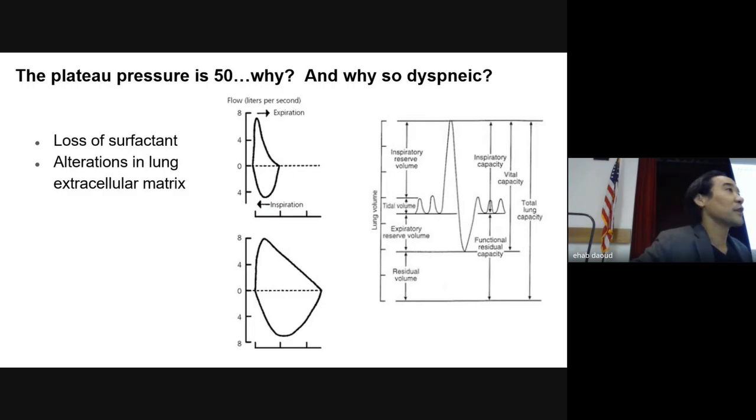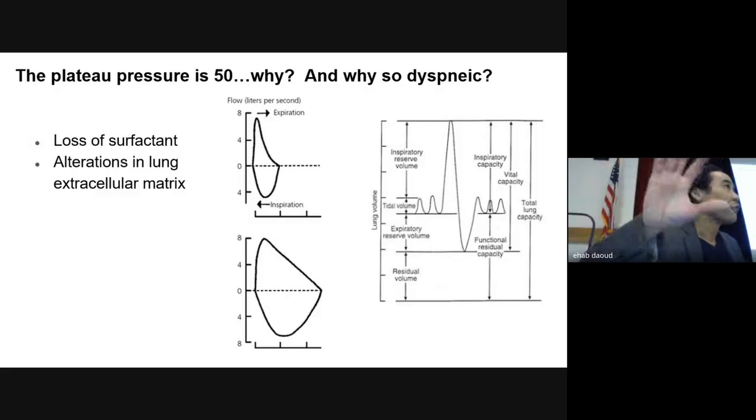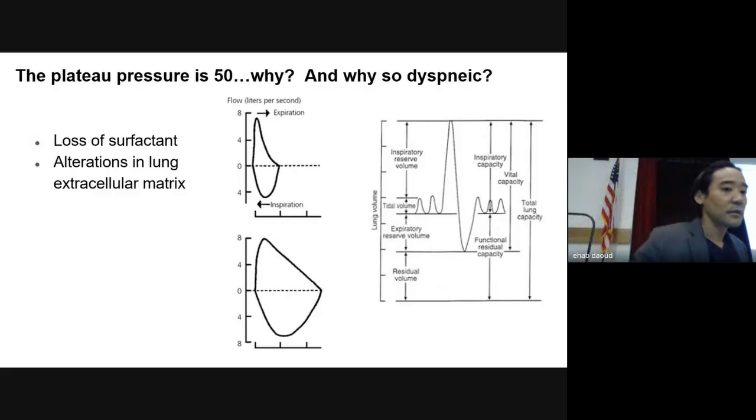There's a loss of surfactant. Surfactant is necessary to decrease surface tension in the lining of the alveoli, and it's a large reason why it keeps the alveoli from becoming atelectatic. But there are ulcerations to the lung extracellular matrix for patients with interstitial lung disease.